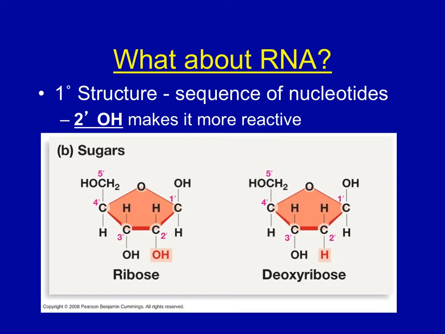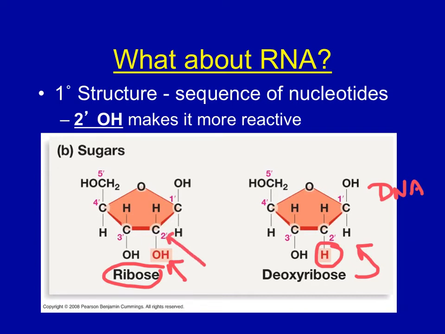RNA. What about RNA? Well, DNA and RNA structures are very similar, as we've already seen. This is showing you the sugar that has the deoxyribose, and this is the sugar that you find on DNA. And here you see the ribose molecule, and the big difference is this hydroxyl group on the 2' carbon.